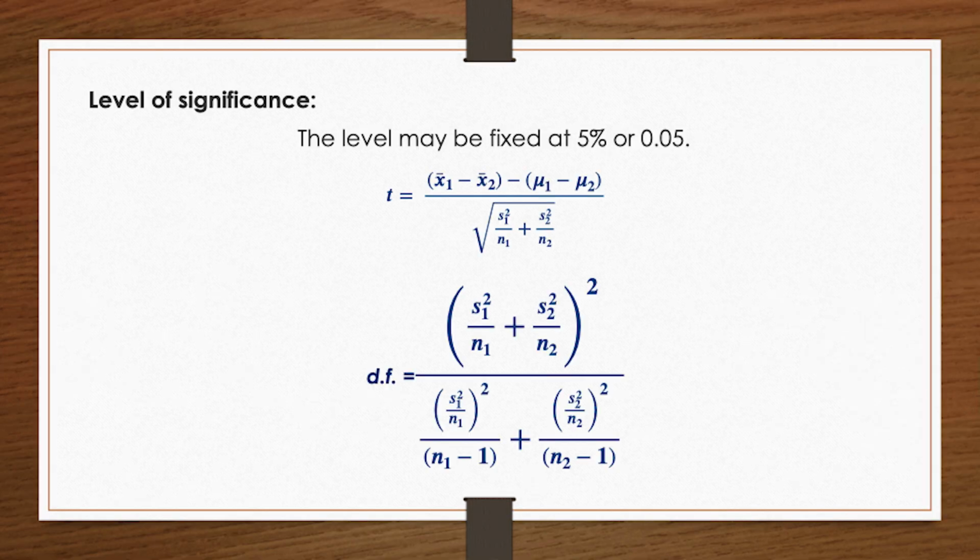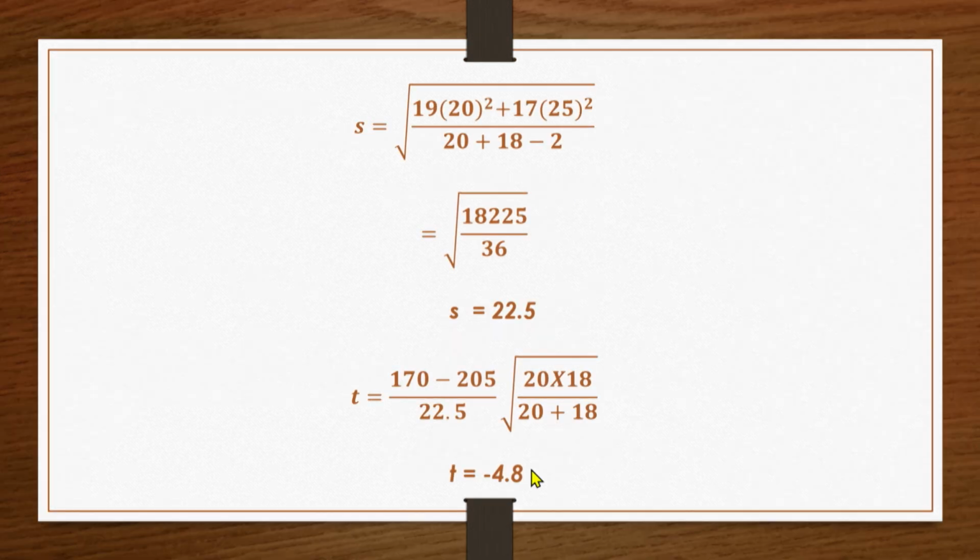Similarly, the test statistic is given by T equal to x1 bar minus x2 bar minus (mu1 minus mu2), whole divided by S1 square by N1 plus S2 square by N2, and the corresponding degrees of freedom is given as we already said in the previous case. So the calculated value is S equal to square root of [19 into 20 the whole square plus 17 into 25 the whole square] divided by 20 plus 18 minus 2, that is square root of 18,225 divided by 36, that is nothing but S equal to 22.5.